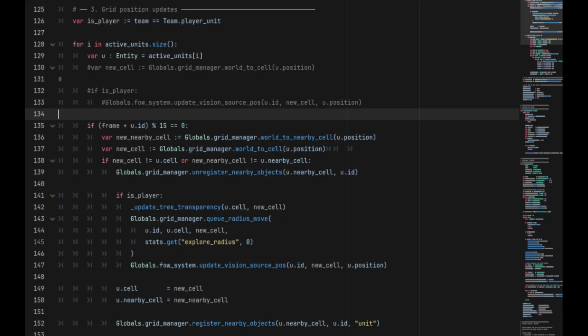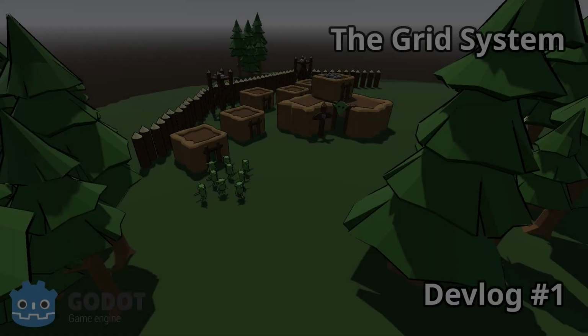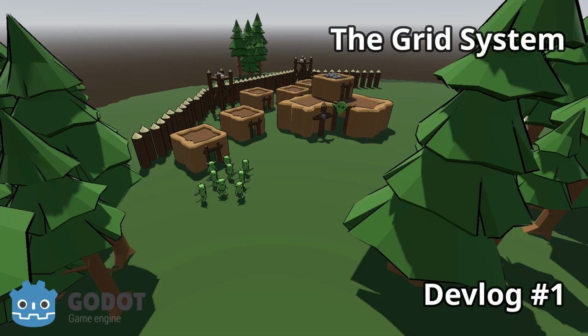When a unit dies or a building is destroyed, the game handles the cleanup by completely removing them from the grid system, unblocking the small grid cells and removing them from the nearby objects lookup, so everything updates instantly. And that's a simple overview of how the grid system works.